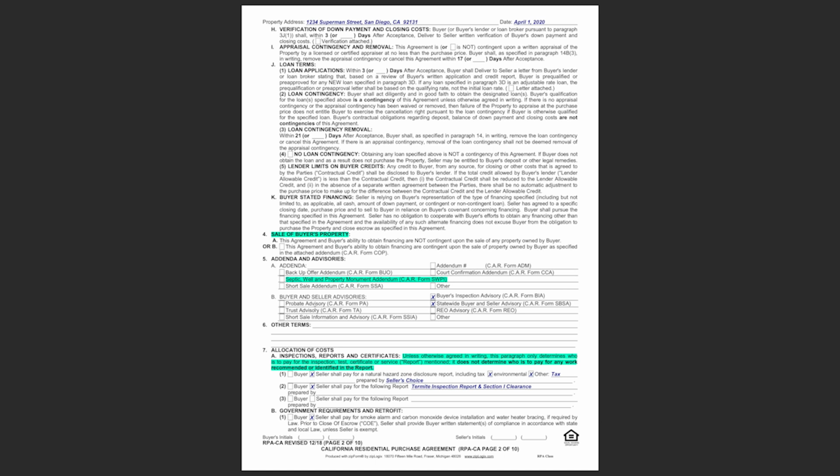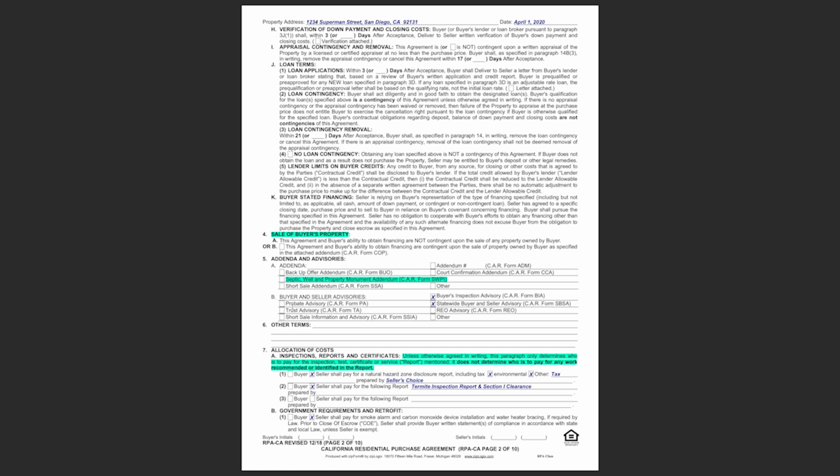Now in here, you'll see that I personally checked the statewide buyer and seller. It is typical in our marketplace that the statewide buyer and seller is included in the purchase agreement. And the BIA, the buyer's inspection advisory, is naturally going to pull in. Now, if there are any other terms or addendums that you need to be attaching to this purchase agreement, you can fill it in on item number 6.